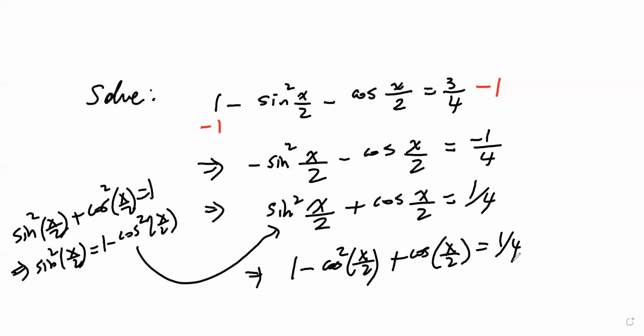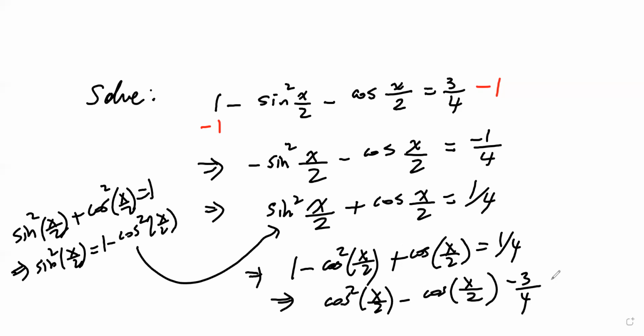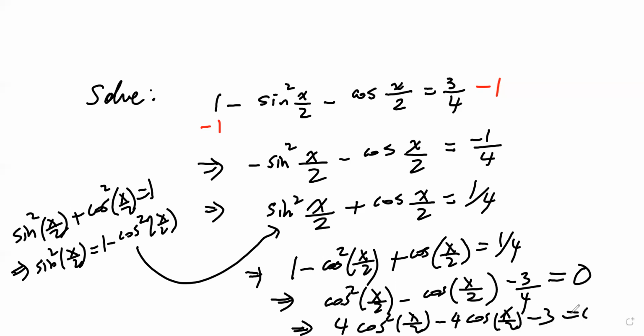And then I can just move everything to one side, which will be cosine squared x over 2 minus cosine x over 2, and then minus, so 1/4 minus 1 is negative 3/4, equal to 0. So I can also multiply both sides by 4, which will be 4 cosine squared x over 2 minus 4 cosine x over 2 minus 3 equal to 0.